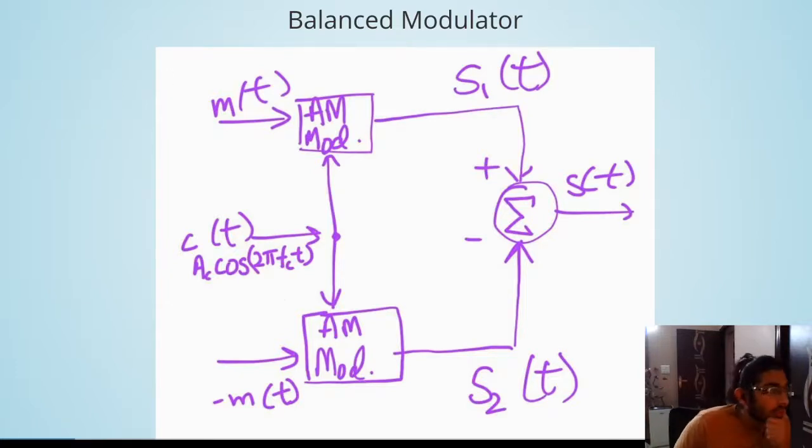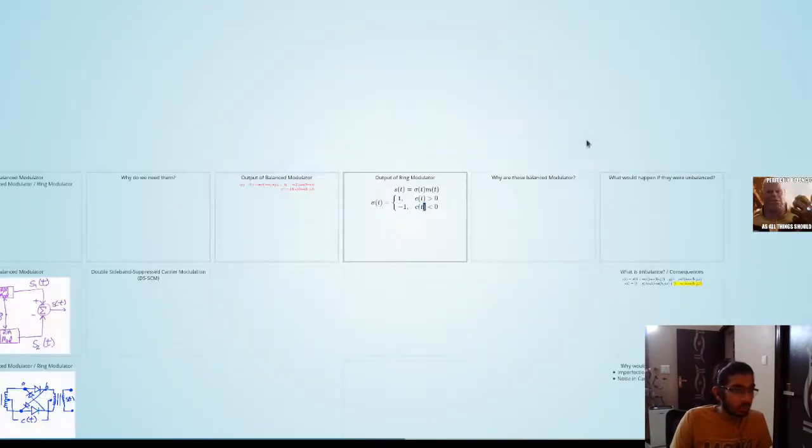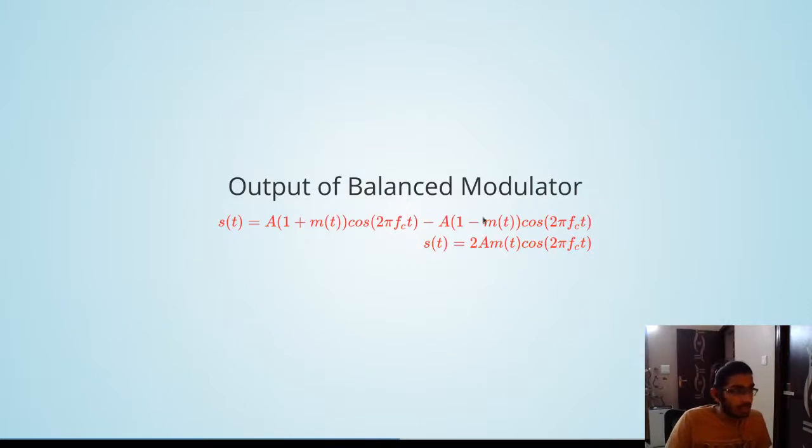Anyways, we have this balanced modulator because the c of t in a very balanced fashion modulates the m of t and is modulated with a minus m of t, and then is added together. So that is why, as you can see in the mathematical equation also, the addition results in cancelling the c of t very symmetrically.